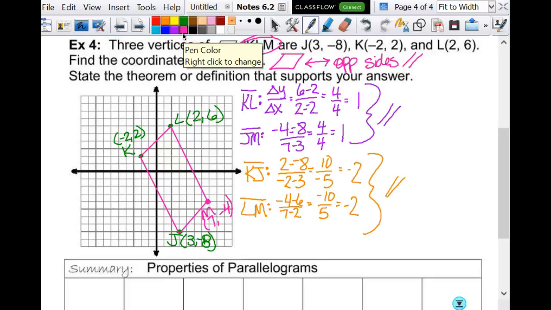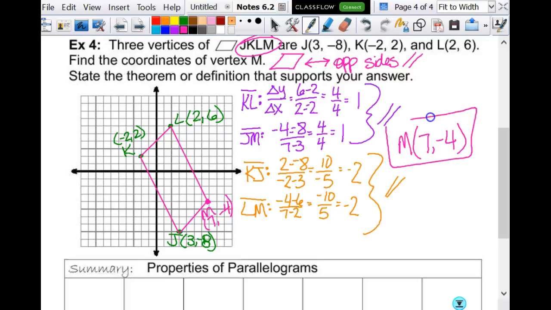But I also need to answer the question. I know we put the point on the graph, but just labeling stuff on the graph isn't answering the question. So point M is at 7, -4. And we've justified why we know that for sure. Any questions? Why do you have to do the process? Because you're telling me that you know that the point goes here, because if it's a parallelogram, the opposite sides are parallel. So you have to show me that they're actually parallel, and that's why that point works. Does that make sense? It's a good question. Anything else?